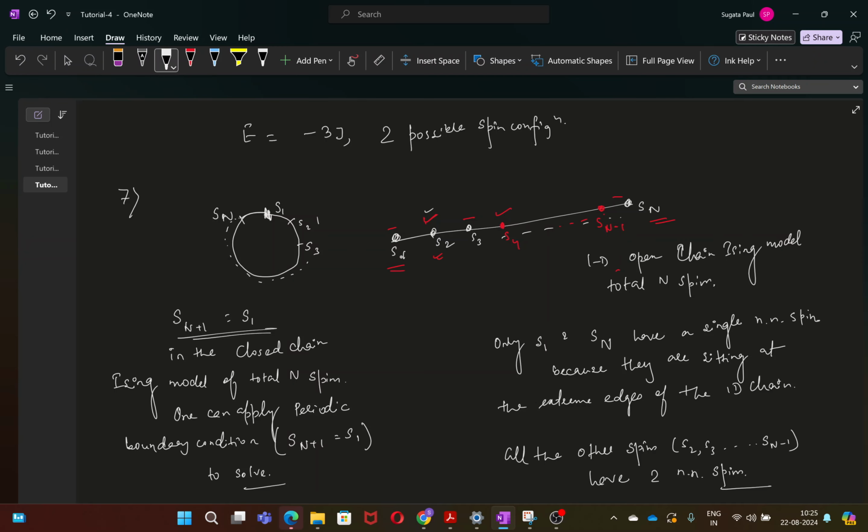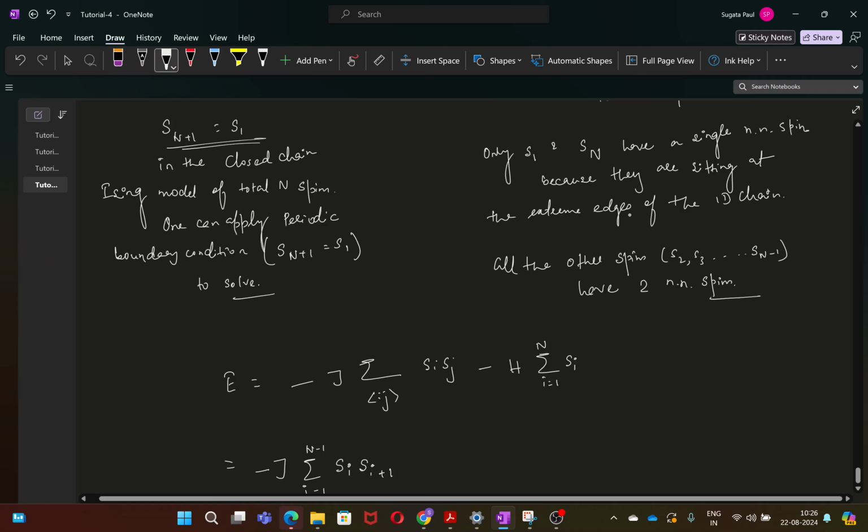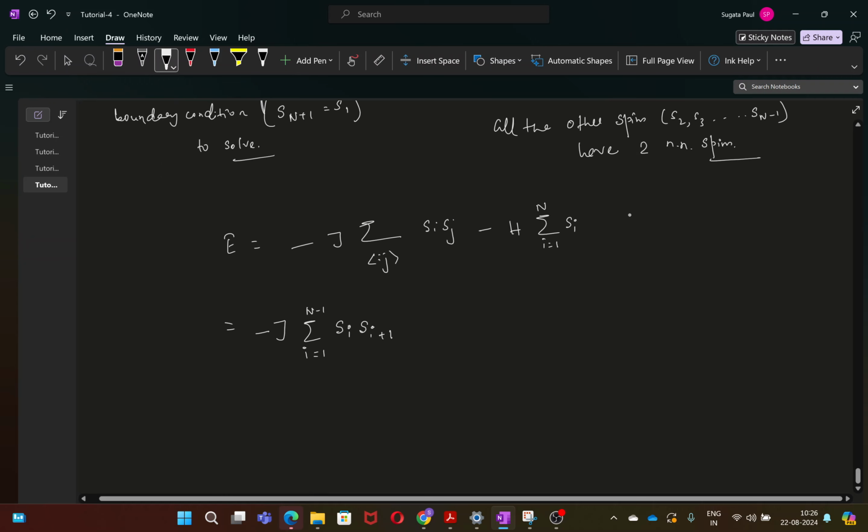Similarly, you start with i equal to 1. Then Si is S1 and the next nearest neighbor is Si plus 1, or S2. And similarly, you cover all the spins up to Sn because i goes from 1 to n minus 1. You have Si into Si plus 1 as Sn minus 1 times Sn, which is the last term. So that is how you cover all the spins in this nearest neighbor position of this one-dimensional open chain case. And the second term is minus h sum over i equal to 1 to n Si.